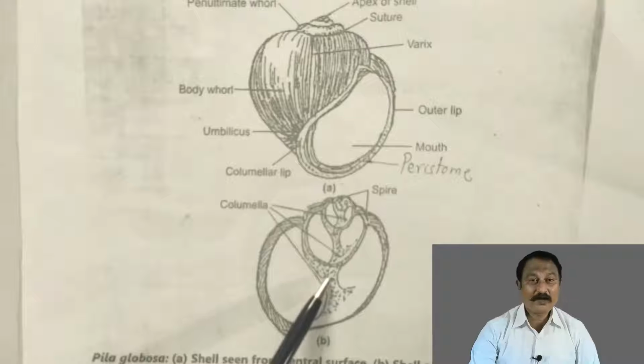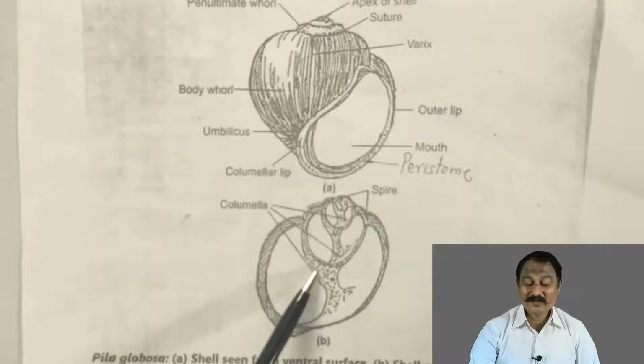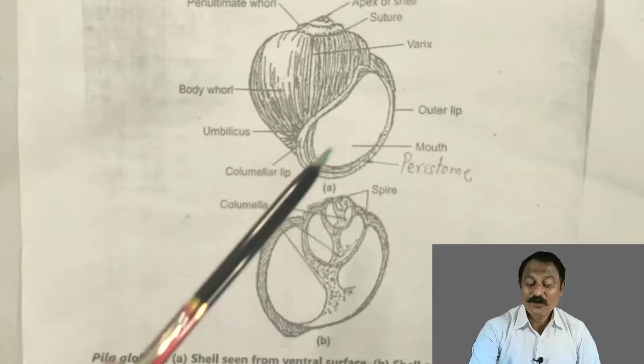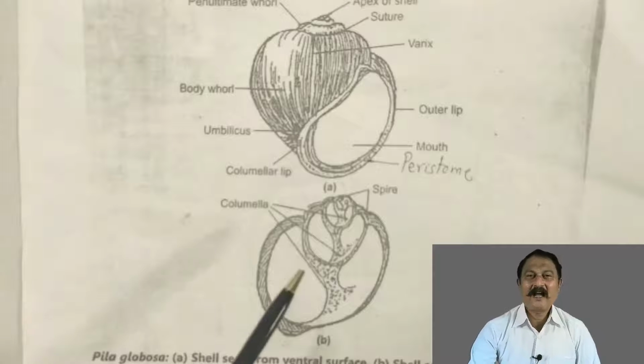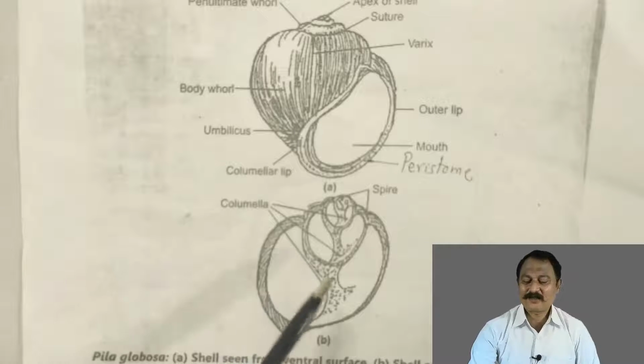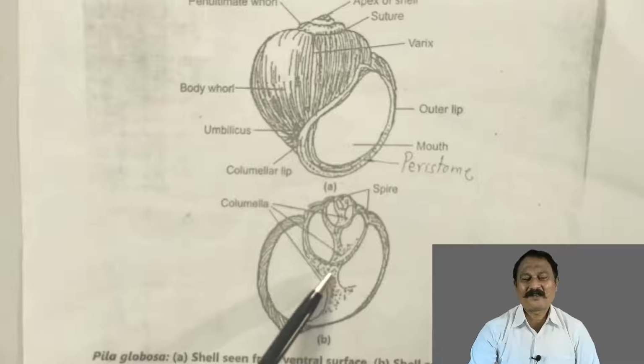Means from the columellar muscles arise and they go up to the parts of the body. Which parts? Head and foot. Means head and foot are attached to the columella by the columellar muscles.